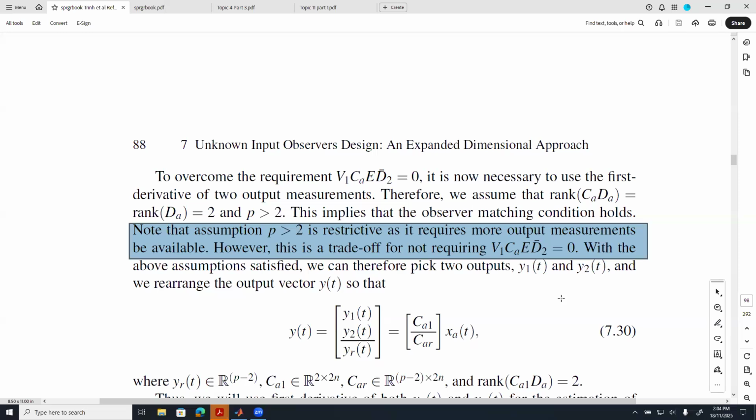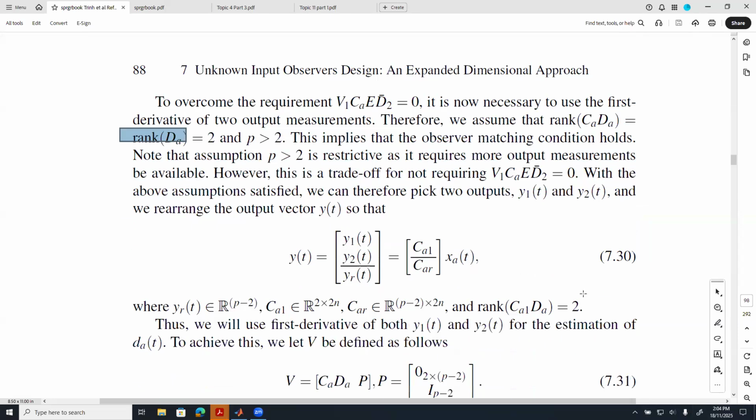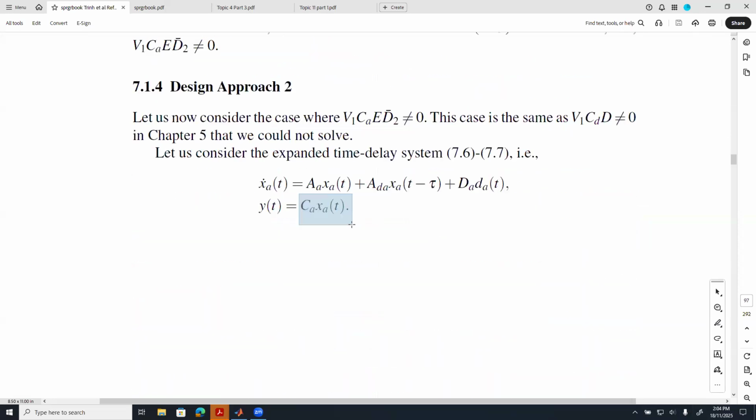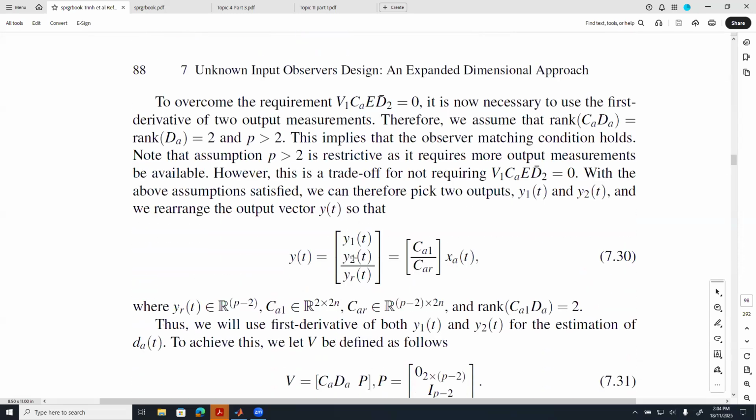So now we have to use the first derivative of two outputs, and let's call them y1, y2. That means that for y1, y2, the first two output matrices, this condition must be satisfied. Okay. And if that's the case, then we're going to rearrange the output measurement vector. Remember, the output measurement vector is basically a linear combination of this augmented vector. And so what we do then is stack the first two output measurements here, and we call it CA1, which is basically a row matrix of dimension 2. And that, when multiplied by DA, has to be of rank 2. Okay.